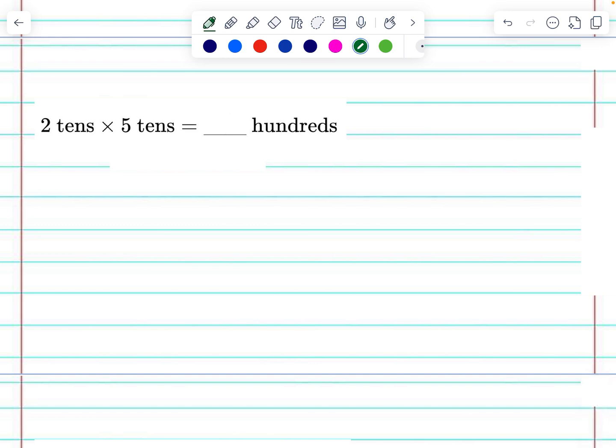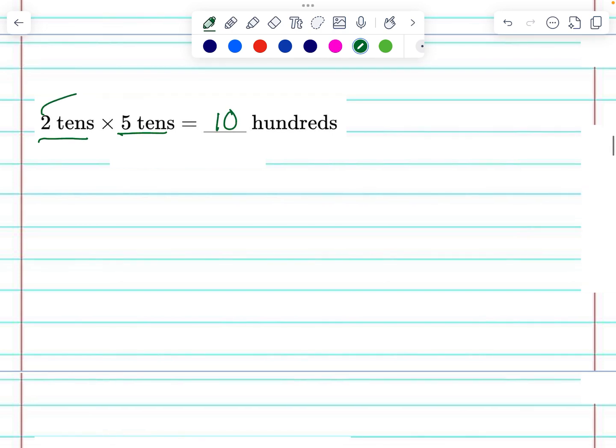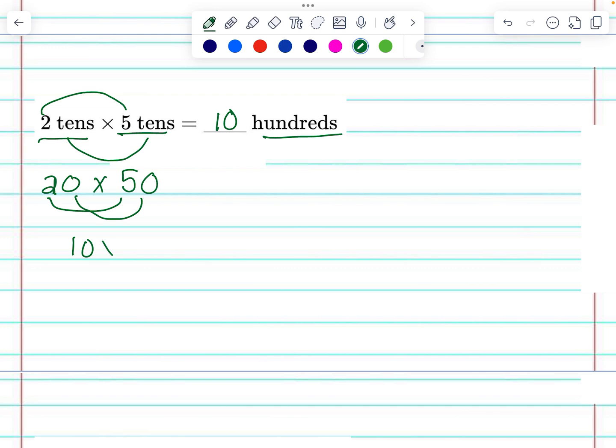Now we have 2 tens times 5 tens. 2 times 5, 10. 10 times 10, hundreds. 20 times 50, 10 times 100 equals 1,000.